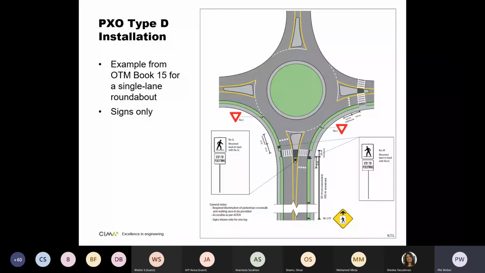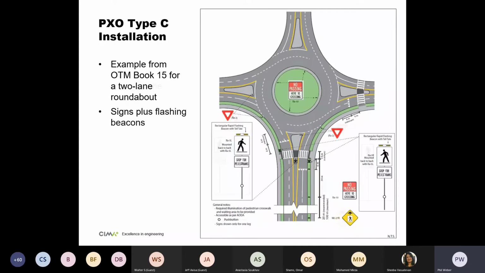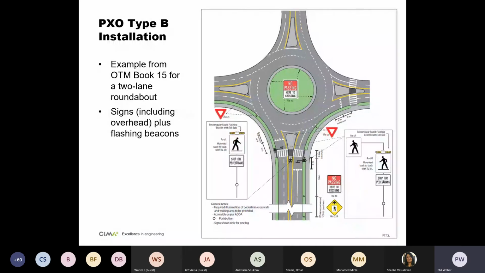Just PXOs, of course. These are in OTM Book 15, and these are signs only. So this is the PXO type D. The PXO type C supplements the signs with the beacons over top of the signs. This is an example for a 2-lane roundabout. And the PXO type B supplements the signs with the beacons and the overhead component.